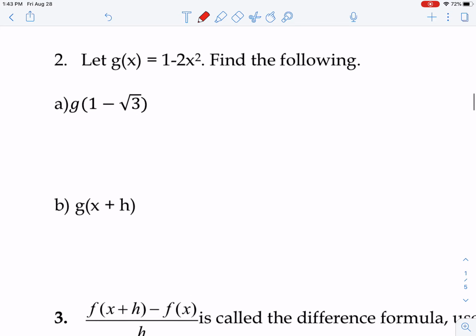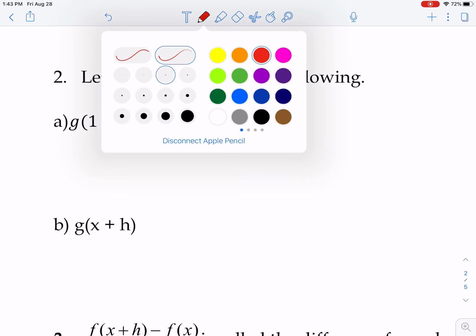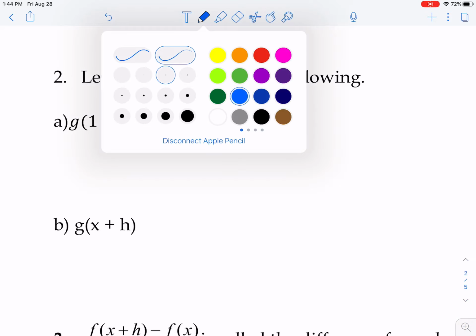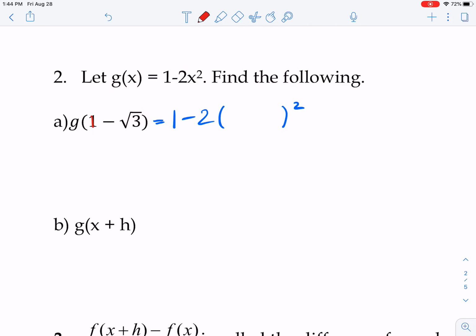As we look at this one, I'm going to use color on purpose. g of something is equal to 1 minus 2 times that something squared. So it's 1 minus 2 times whatever the x value is, squared. In this particular problem, what they're asking us to plug in is 1 minus root 3. So I'm going to take out wherever I see x and put in 1 minus root 3.